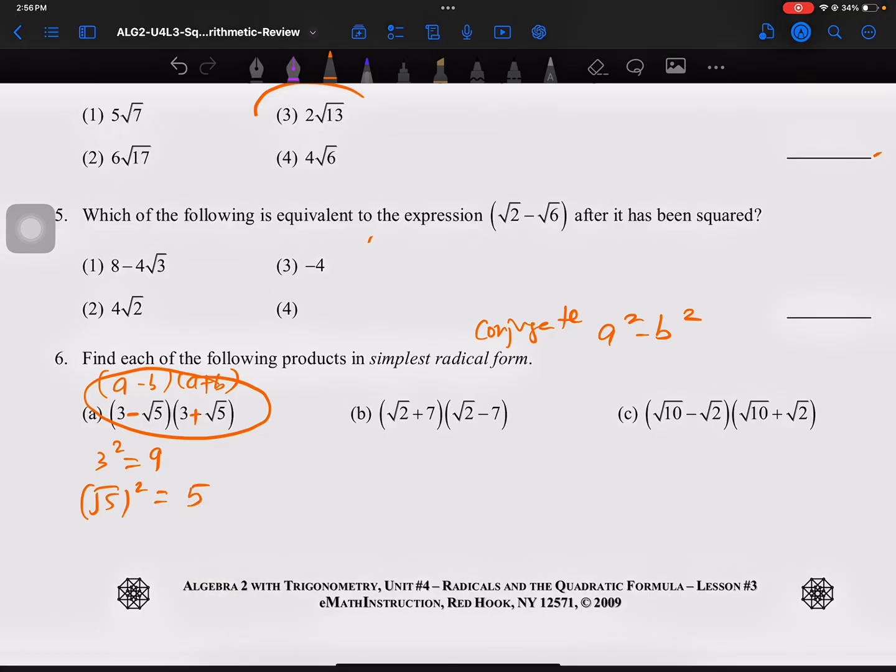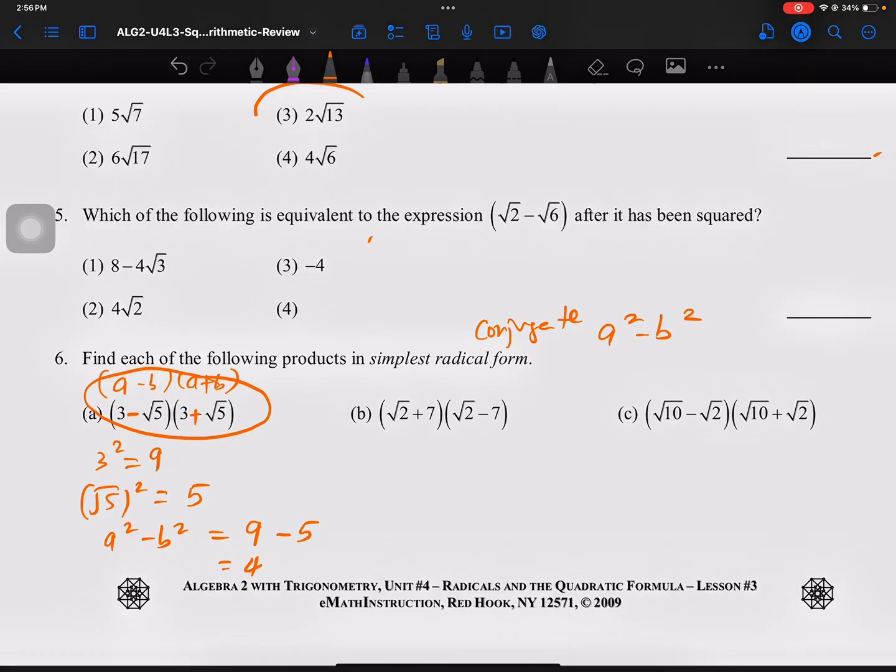So how do we do this? We will have 9 minus 5, which is 4. So our conjugate form is a squared minus b squared, right? So it is actually 9 minus 5, which is 4. So we ended with just a number. It's okay if there is no radical. That is also the simplest radical form because there is no radical left to simplify.